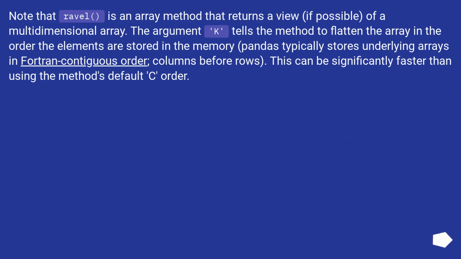Note that ravel is an array method that returns a view, if possible, of a multidimensional array. The argument 'K' tells the method to flatten the array in the order the elements are stored in the memory. Pandas typically stores underlying arrays in Fortran contiguous order, columns before rows. This can be significantly faster than using the method's default C order.